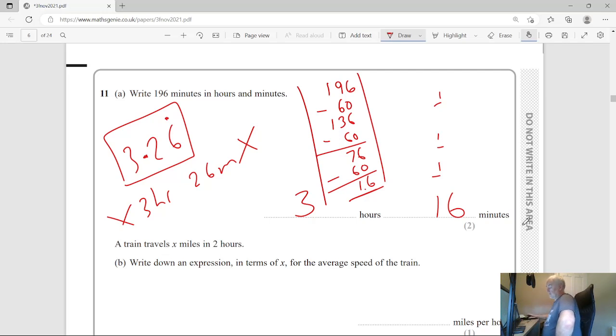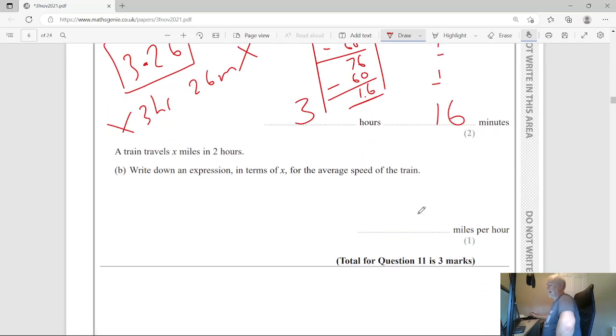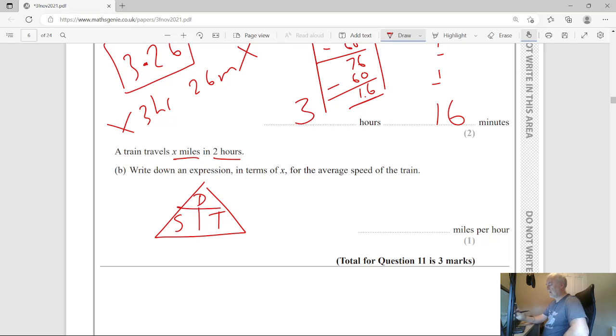A train travels x miles in 2 hours. We don't know how far it's traveling. Because we're talking miles and hours, we're talking speed, distance, time. Write down an expression in terms of x for the average speed of the train. If I wanted to find the speed of the train, cover that one up. What am I left with? I'm left with distance divided by time.